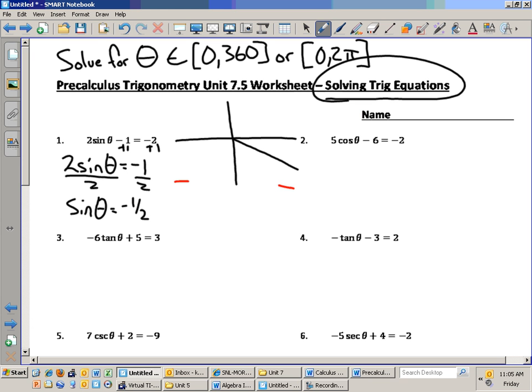So if this is -30, okay, oh, smartboard's being dumb. Hold on. Okay. If this is -30 degrees, tell me, what is the measure of this acute angle? 30. And you will have another one right over on this side because it's also negative over there.